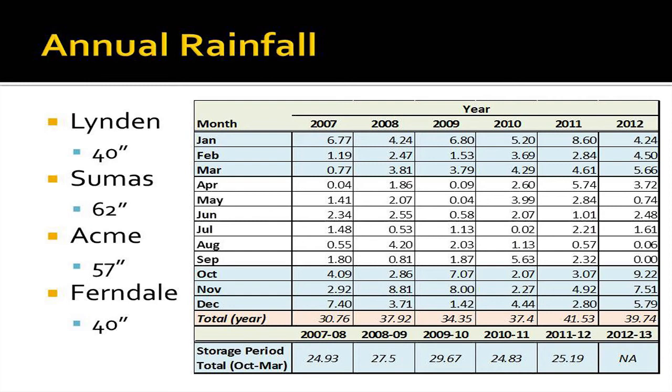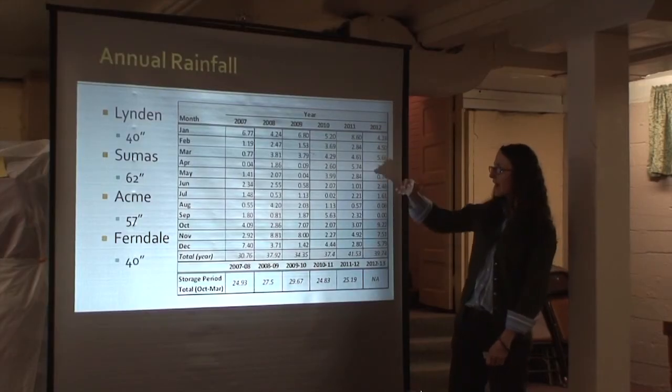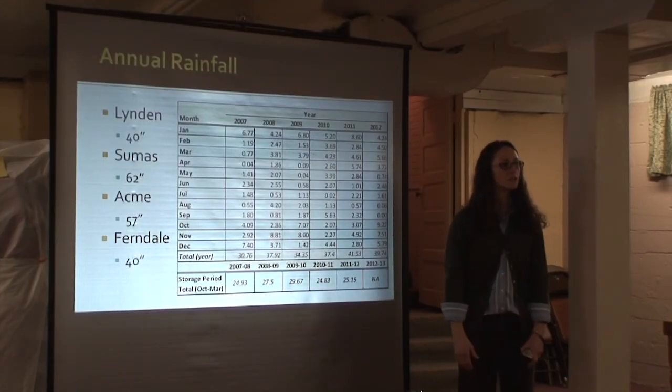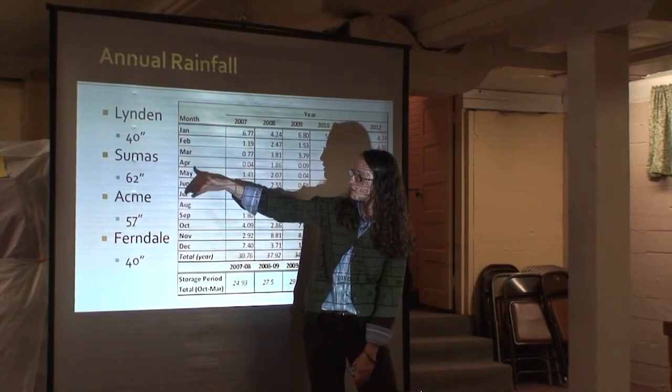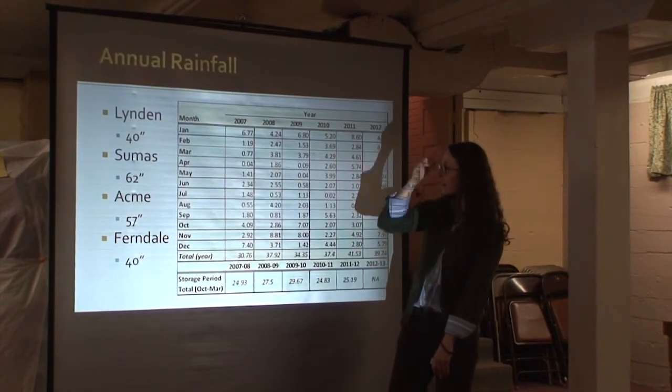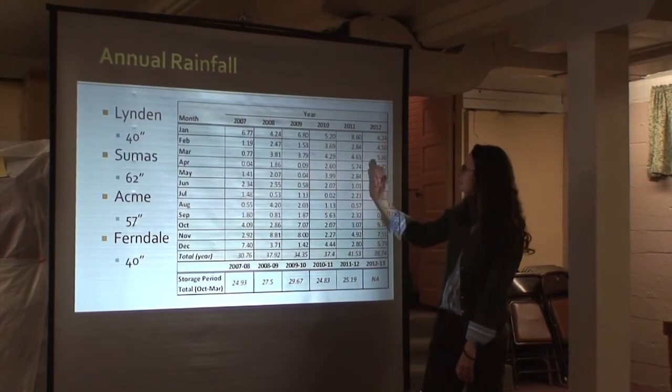And here, a lot of people think, well, we've had a lot of rain this year, or we had a lot last year, etc. So this is on our website. You can look at this, and this is generalized for Linden, but the pattern is the same. The total volume is just a little bit different. This shows generally annual rainfall for Linden, Sumas, Acme, and Ferndale, and by year, you can see the differences.